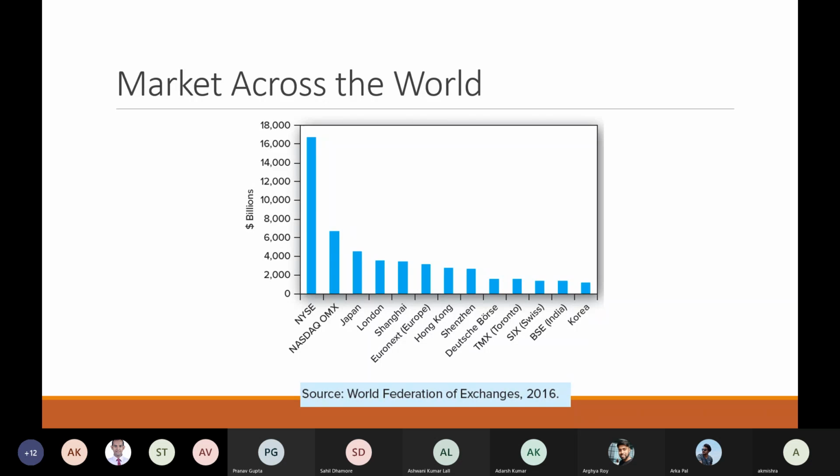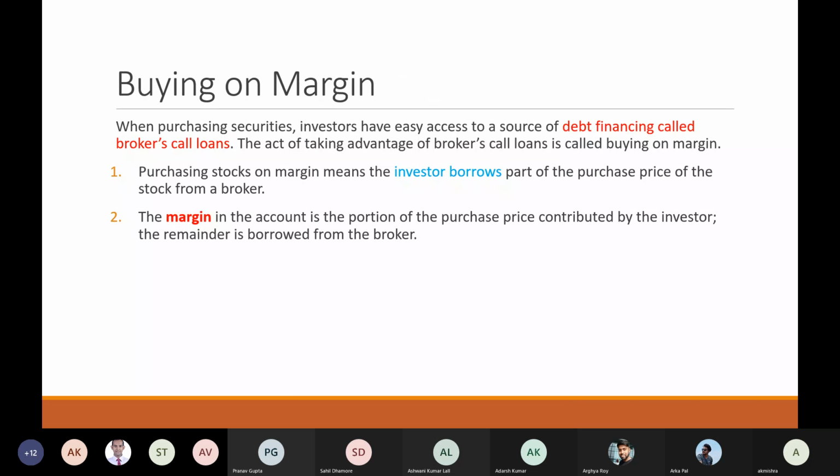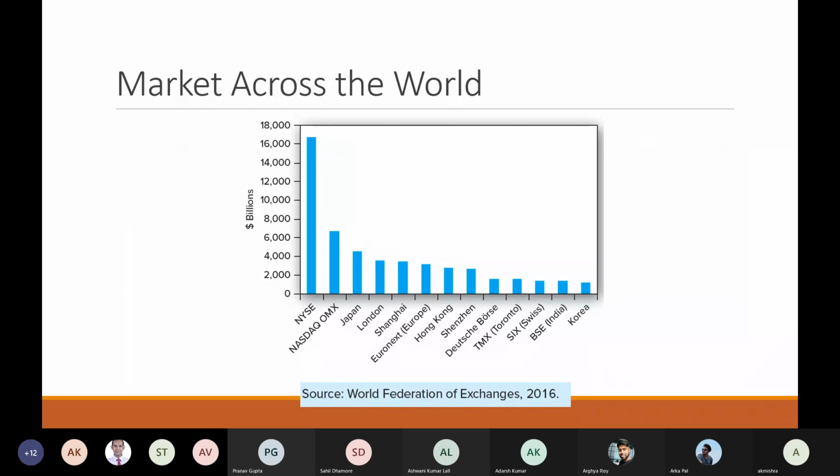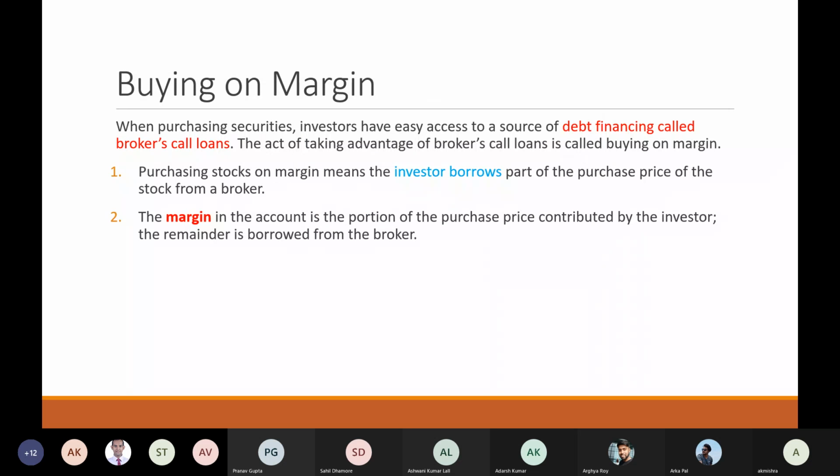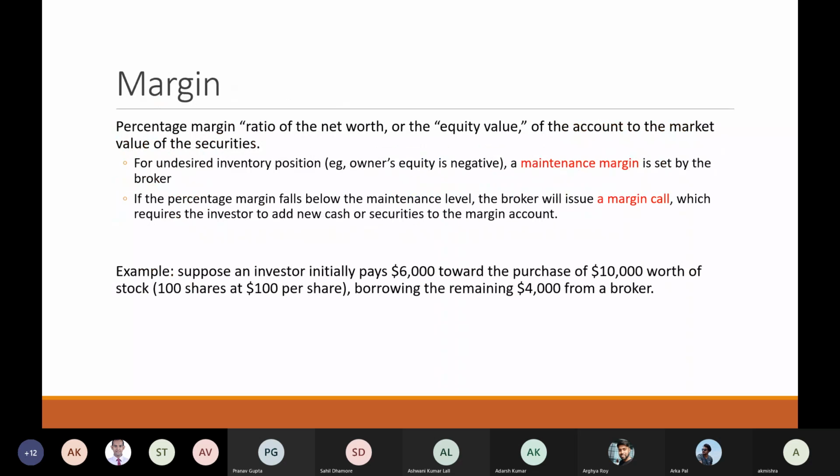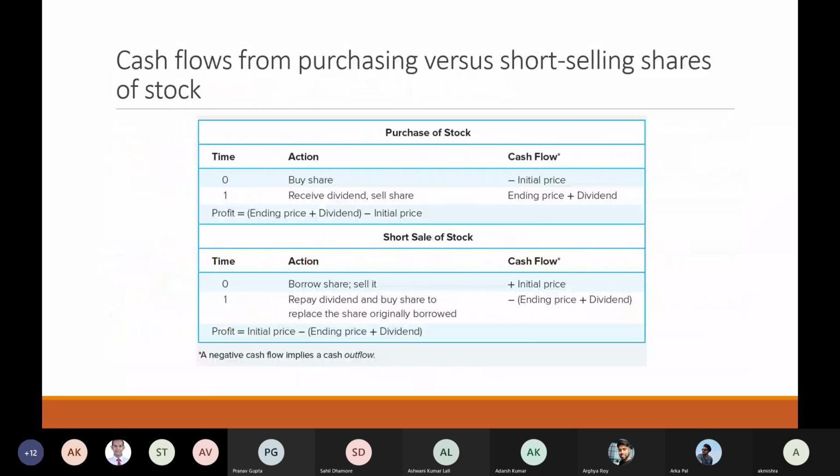I think a few slides are left. Okay, so this is what you can see across markets. There is a website by the World Federation of Exchanges. So this is the size of markets, basically exchanges, in 2016 across the world.